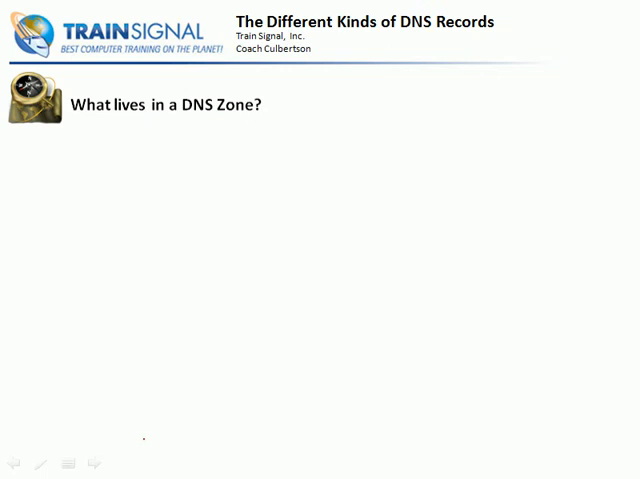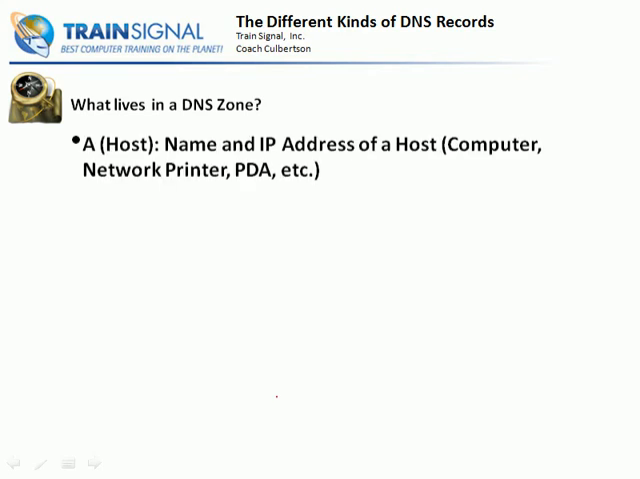All right, I'm going to talk to you about the DNS records, and then we're going to go over to our DC2 server in Globomantics that we built. I'm going to show you all the stuff that I've been talking about so you can see what it looks like. Now, first of all, what lives in a DNS zone? Well, we start off with A records. Now, an A record, also known as a host record, basically provides us with the name and IP address of a host. And that host might be a computer, might be a server, might be a network printer, a PDA, whatever. Anything that is on your network.